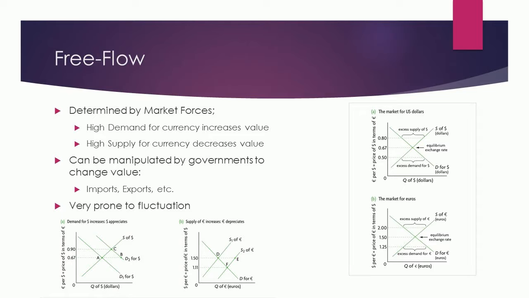The power of value. The free flow system is considered fair when government intervention doesn't occur. However, it is very prone to fluctuation. The bottom diagram demonstrates that in a free flow economy, exchange rates fluctuate. The right diagram demonstrates that if the equilibrium exchange rate is not met, there will be excess supply or demand of the currency.